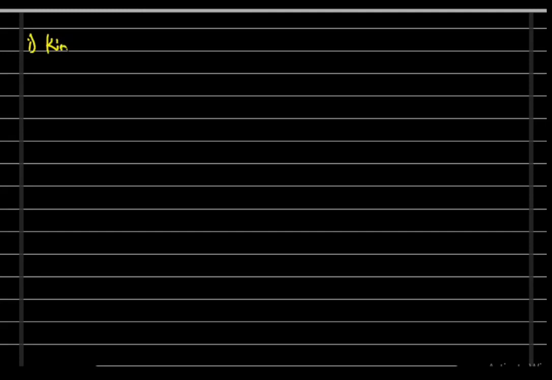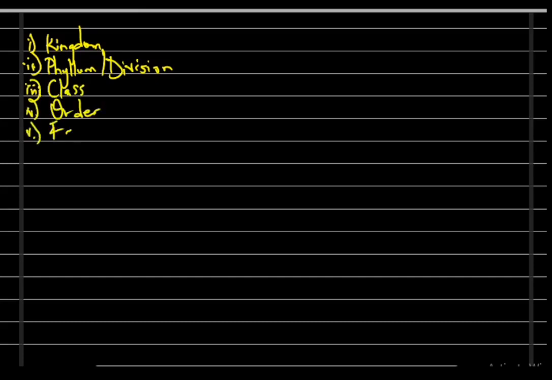We have the kingdom, and then the next one we have the phylum or division. Number three, we have the class. Number four, we have the order. Number five, we have the family. Number six, we have the genus, and then the seventh one, we have the species.